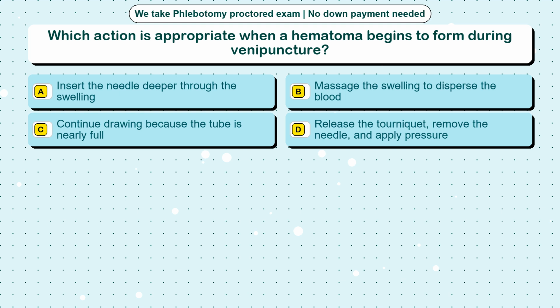Insert the needle deeper through the swelling. Option B. Massage the swelling to disperse the blood. Option C. Continue drawing because the tube is nearly full. Option D. Release the tourniquet, remove the needle, and apply pressure.